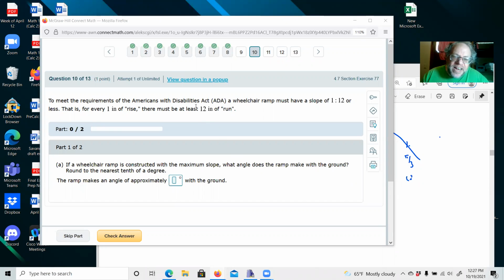So, requirements for ADA: a wheelchair ramp must have a slope of 1 to 12. So 1 foot of rise or drop for every 12 feet of run. If you're going to explain this to a construction crew, that is one way to do it, but they're going to appreciate an angle. So we want the wheelchair ramp to be constructed with a maximum slope. What angle will that make?